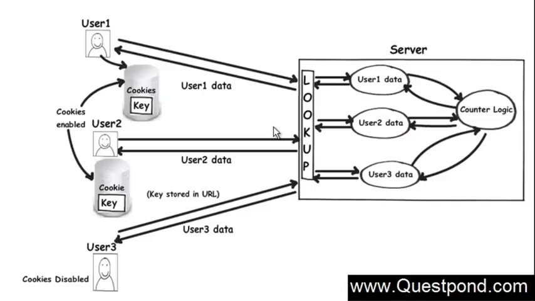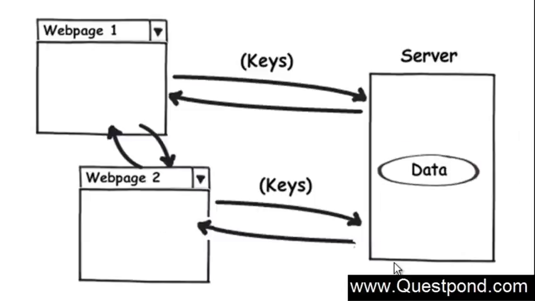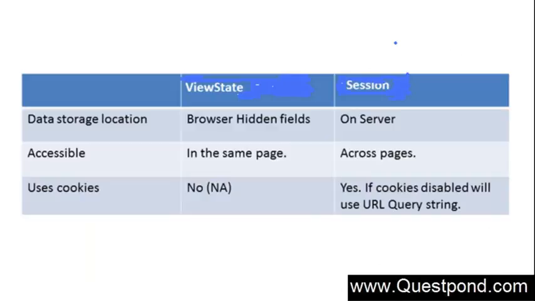Okay, and in case somebody goes and disables the cookies, then the data is sent via the URLs. And because the data is actually stored on the server and we only have the keys either stored in the cookies file or sent via the URLs, when you navigate from one web page to another web page, the data is still accessible. So if you put down the comparison, here's what comes up.